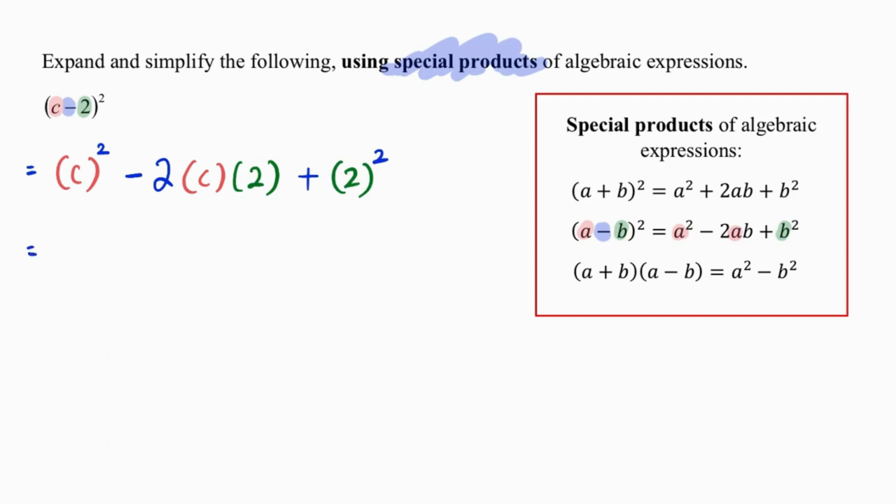And continue to simplify. c square is c times c. Then I will have 2 times 2. Notice there's a minus, so it's minus 4. And still got my c, okay? Plus 2 square is 2 times 2, 4. And there's no more like terms after this.